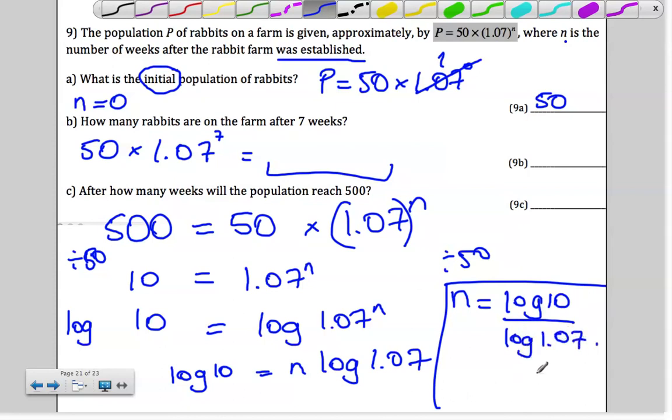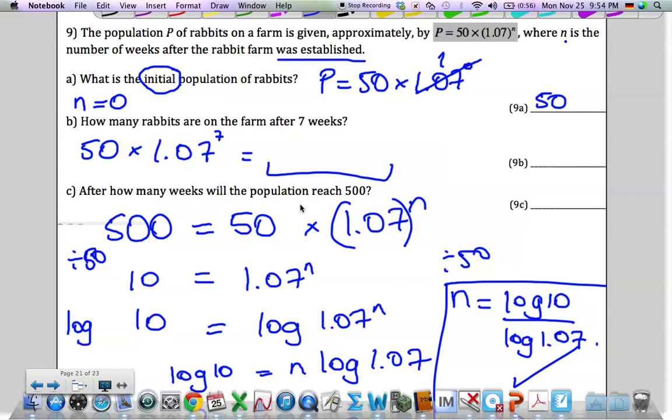Like I said, this is going to be a non-calculator test, so you can leave that as your answer in this case. Don't try and do any cancelling here or anything else. There's no rule to help you with that. And we are done.